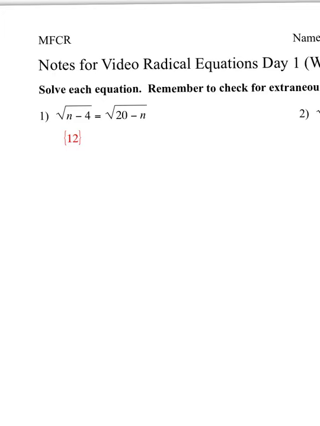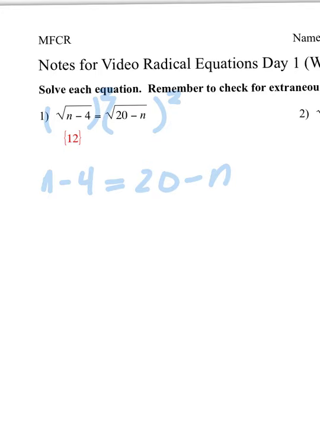Alright, so number 1. What we want to do when we solve a radical equation is to get rid of all radicals. The easiest way to do that is to raise each one to that power. Since it's a square root, that will be a power of 2. And what that does is it basically negates or knocks out the radicals, the square roots. So now we're left with n minus 4 equals 20 minus n.